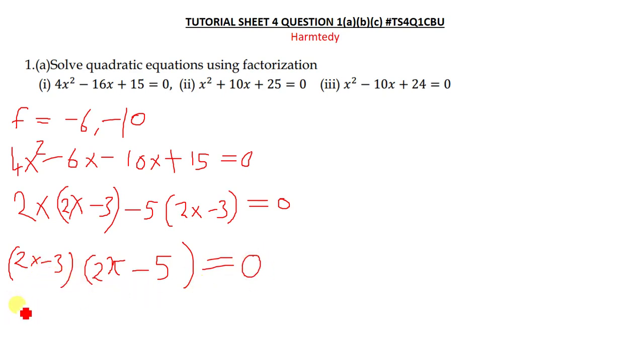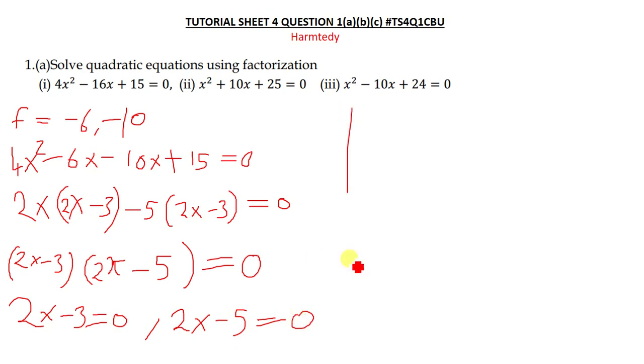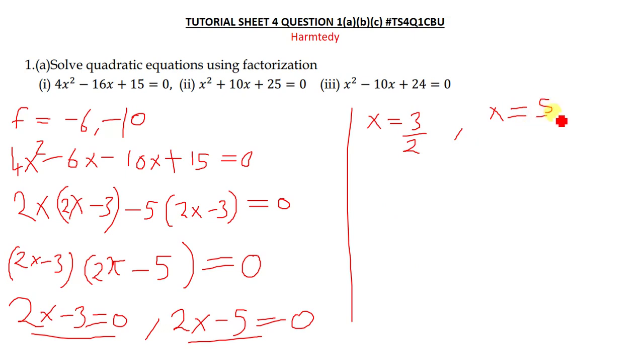We now equate everything to 0, so we say 2x minus 3 is equal to 0, and x minus 5 is equal to 0. Now we make x the subject in both cases. In the first equation, x is equal to 3 over 2. Then in the other equation, x is equal to 5 over 2. So this is how you solve quadratic equations by the factorization method.